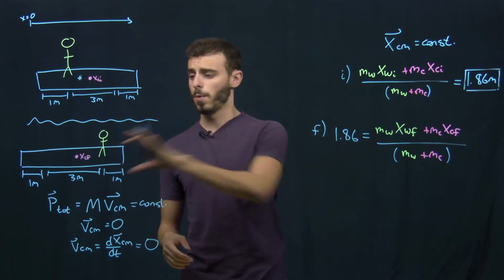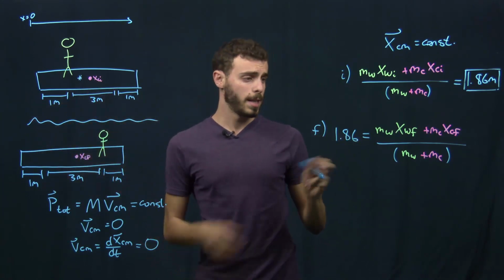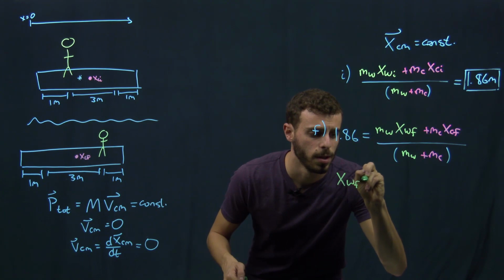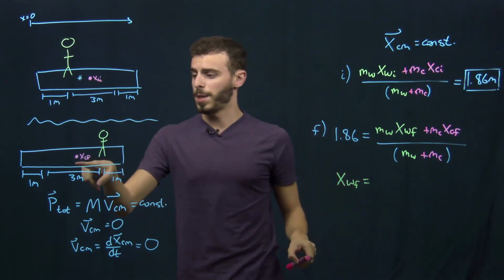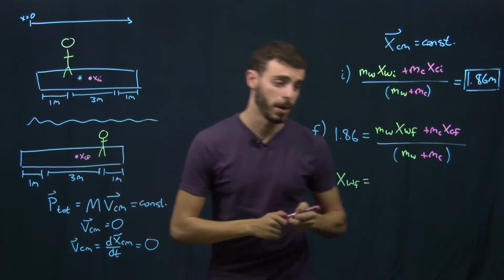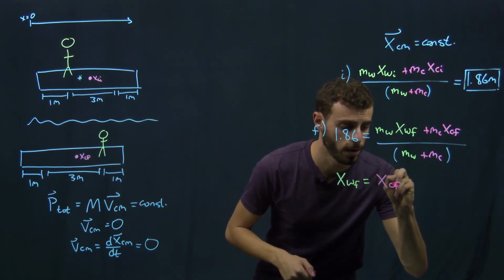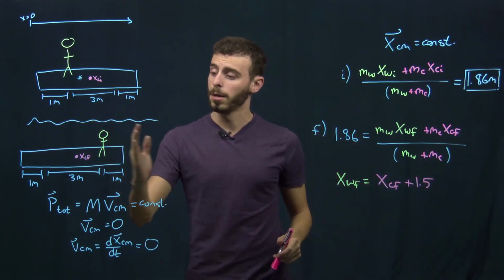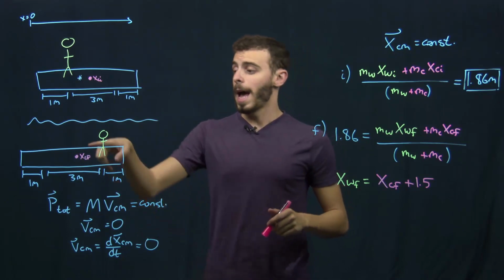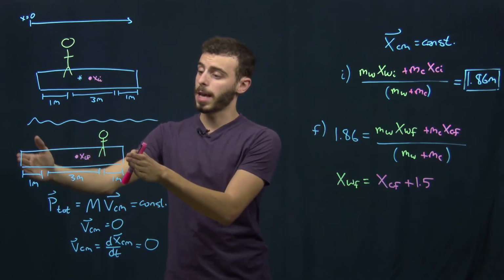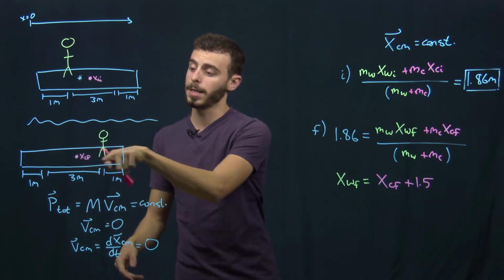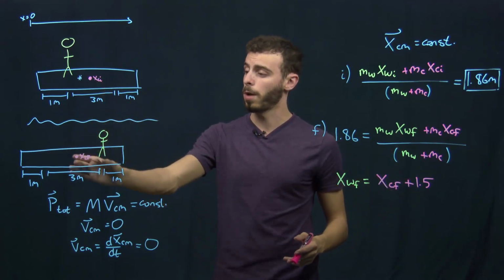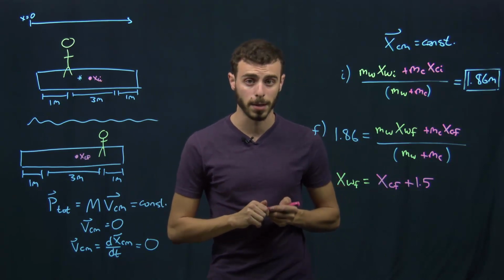But what is going to happen if we look at this scenario down here is that the position of our woman, and let me write that here, our woman's final position is going to be equal to the position of the canoe plus 1.5 meters. So that will be equal to the canoe's final position plus 1.5. That's to say we're told that the woman ends up 1 meter to the left of the edge of the canoe, and that itself, by definition of how this canoe was set up, is going to be 1.5 meters to the right of the center of mass of the canoe. So here we have our relation saying that the woman should end up 1.5 meters to the right of the center of mass of the canoe.